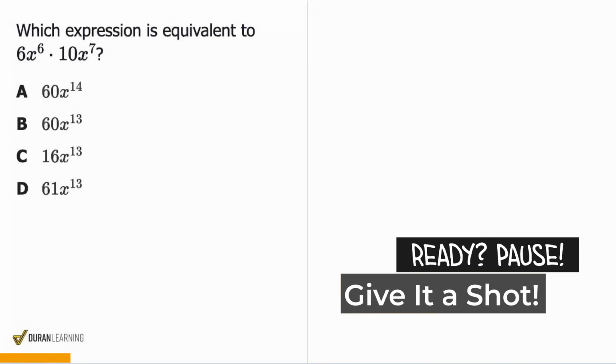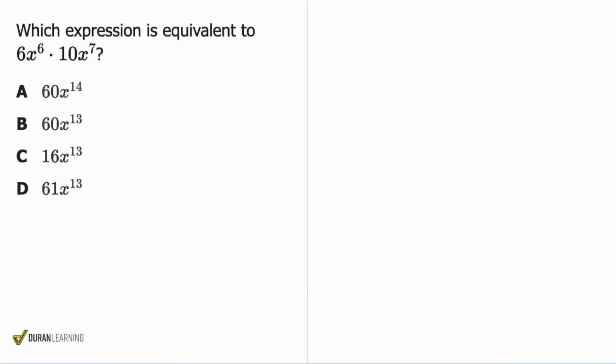So good job. So up here we have which expression is equivalent to 6x to the power of 6 multiplied by 10x to the power of 7. So when we take a look here, what we have to understand is we are multiplying these two terms, and we're going to split this up because we have the coefficients, the 6 and the 10. Those are going to multiply together. And then we have the powers, x to the power of 6, x to the power of 7, that we're going to bring together by how again?